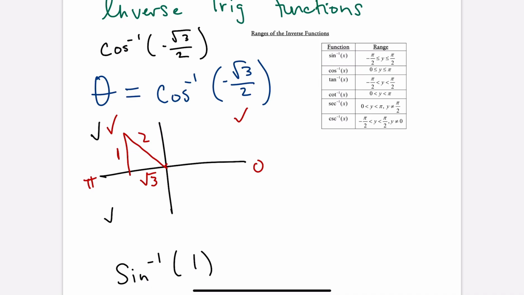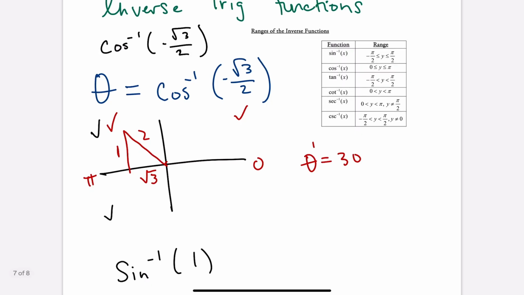Sorry, 60 degrees. That's a 30-degree triangle in the second quadrant. So it's a 30-degree reference. This is how you would write that. So it's a 30-degree reference, but in the second quadrant. One of the easiest ways to do that is just subtract it from 180. So the actual value is 150 degrees.